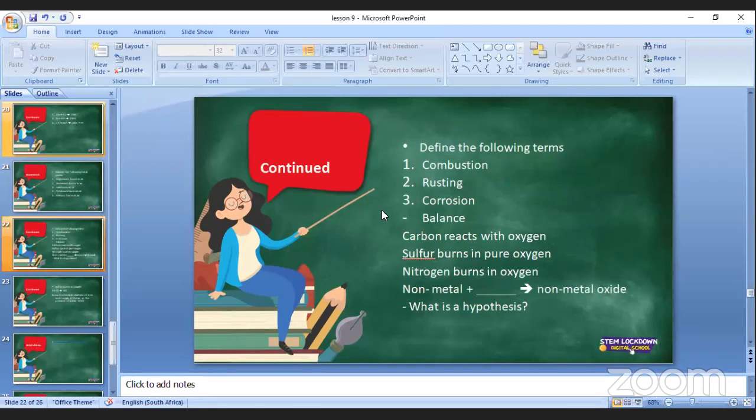I'm moving on to the next slides, Grade 9. Define the following terms: combustion, rusting, corrosion. And then please balance these ones. These are nonmetals. Carbon reacts with oxygen, sulfur burns in pure oxygen, nitrogen burns in oxygen. Nonmetal reacts with oxygen to give us nonmetal oxides. Then the last one is: what is a hypothesis?